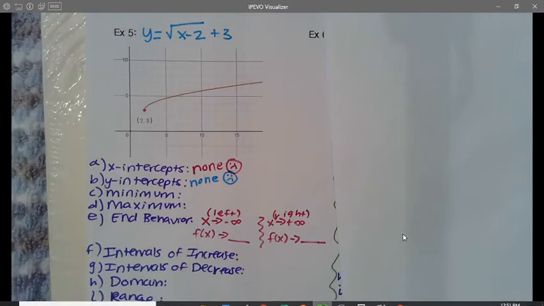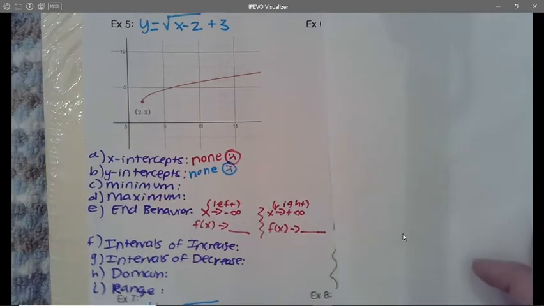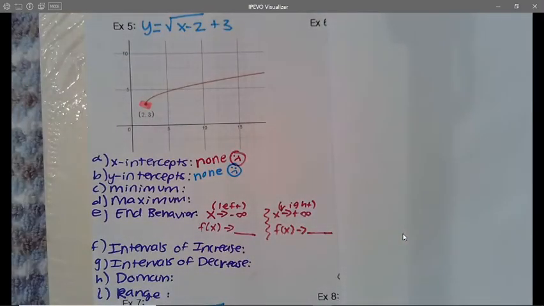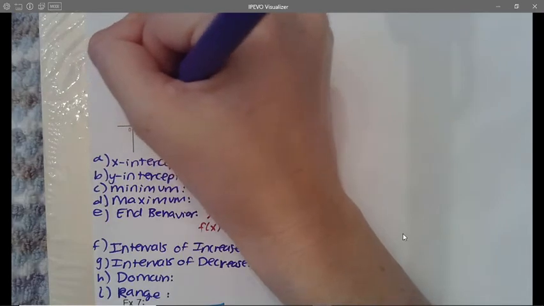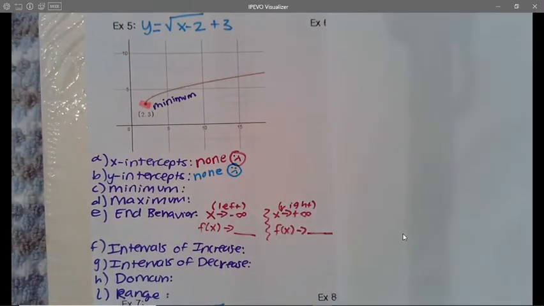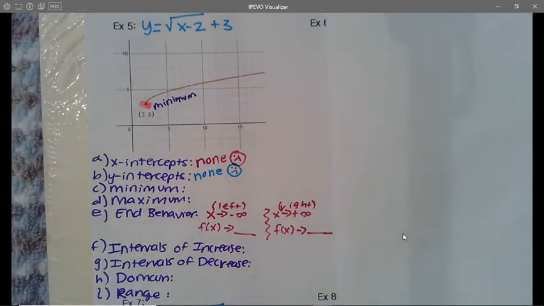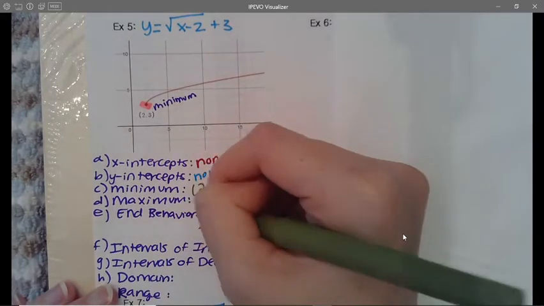Okay, so on my paper, for the minimum, this point right here is going to be a key point, which I'm going to highlight because it's very important. This point will tell you if it's a minimum or maximum, which in this case we know it's a minimum. That start point is going to help us find a lot of the key features of our graph. So this problem only has a minimum, and that minimum point is at (2, 3). Unfortunately, this doesn't have a maximum.